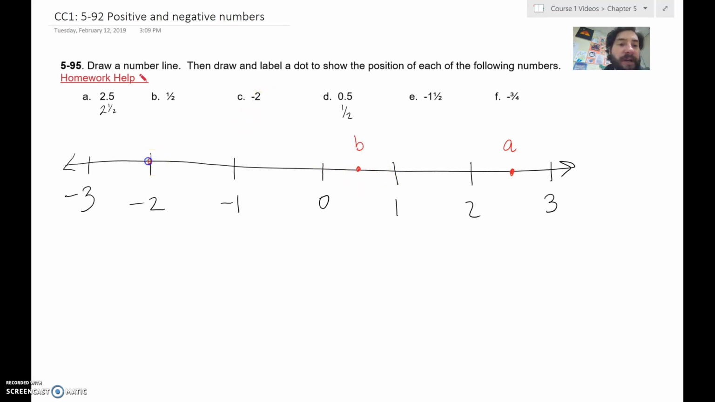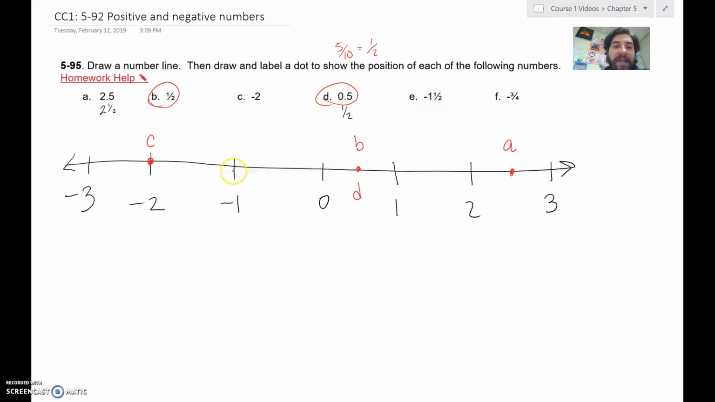-2, well, we already have it. -2 is right here. That's C. D, where is half? Well, shoot, D already is there. Someone's point is already there, right? These are equivalent representations of 1/2. 5/10 is equivalent to 1/2.